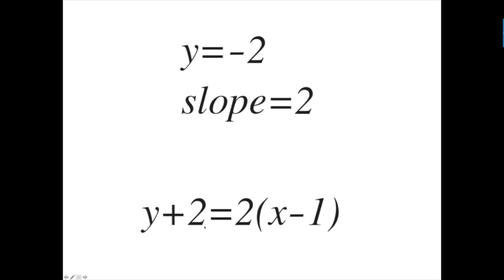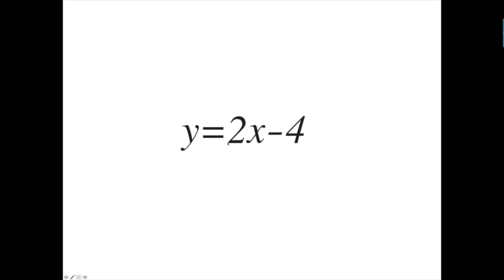So now, just like we did with the other tangent line, we're going to plug our knowns into the point-slope form. So here we have y plus 2 equals 2 times x minus 1. So when we simplify this, we're going to get the tangent line of y equals 2x minus 4. So remember, the other tangent line was y equals 3, and this one is y equals 2x minus 4.